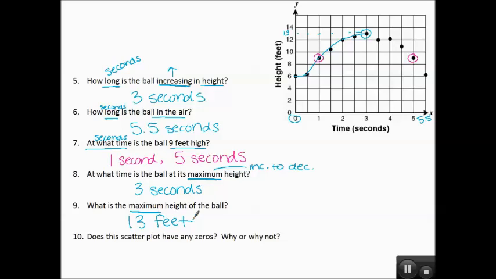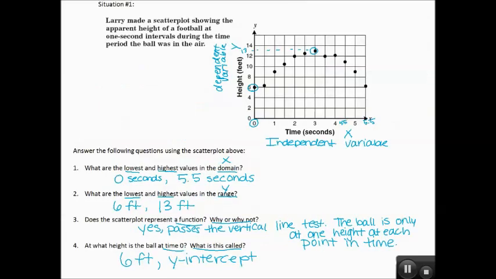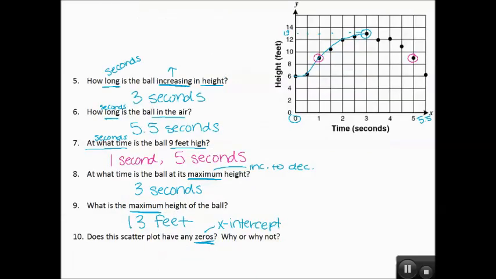And lastly, does this scatter plot have any zeros? Why or why not? Well, let's recall that zeros are the same thing as the x-intercept. We talked about before that the y-intercept was when we hit the y-axis, when we crossed or touched the y-axis. So if we have any x-intercepts, that should be if my graph crosses or touches this x-axis. And we can see that it does not. So this scatter plot does not have any x-intercepts.